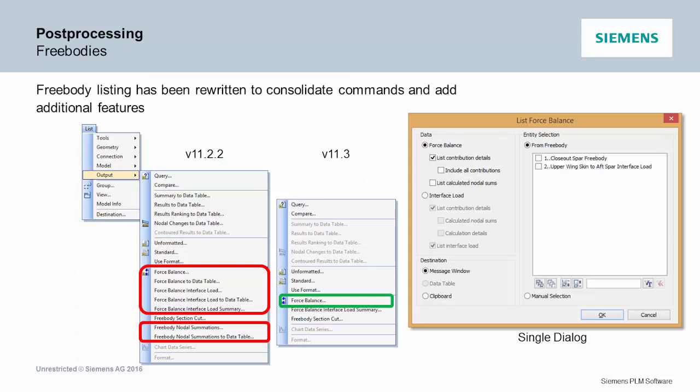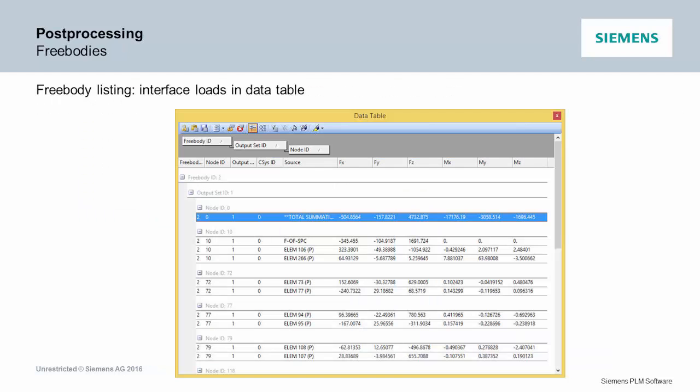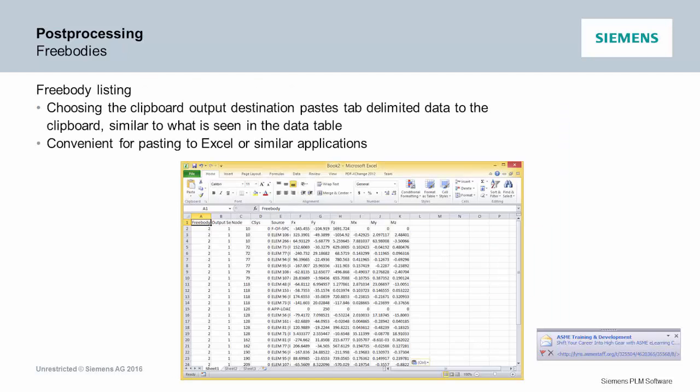Some new listing options. We've consolidated what used to be all these different commands into one nice box. You can just list your free body data much easier. And besides the window, you can automatically send it to the clipboard or the data table, which is nice when you're messing with free body forces. And when it's going to the data table, it actually mimics the F06 file. So if you're used to looking in the Nastran printed results for free body information, the grid point force balance, Femap will now spit out the same thing that you can cut and paste.